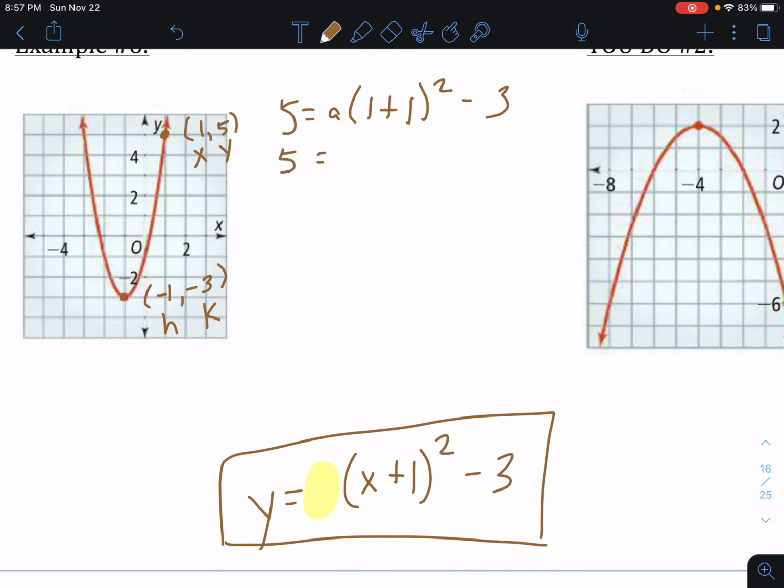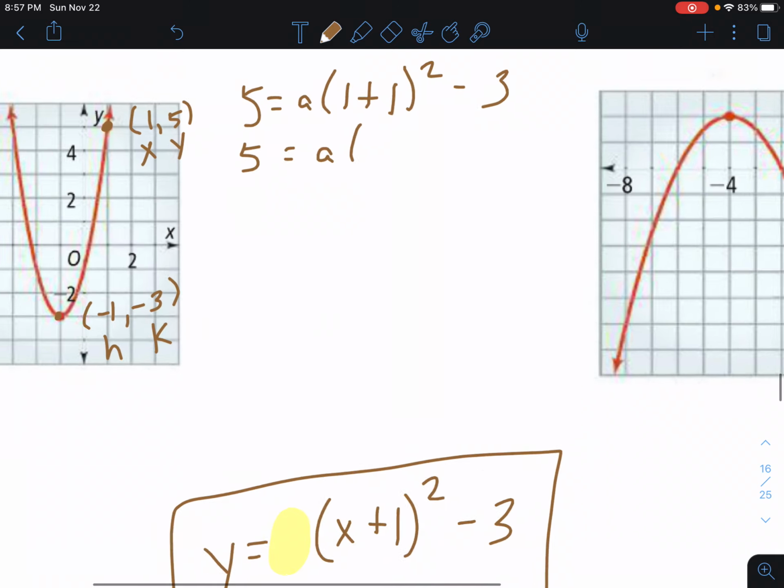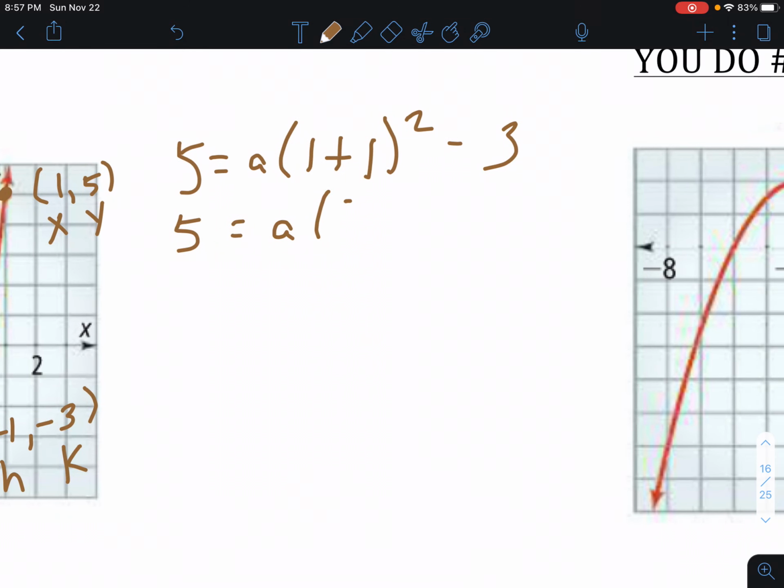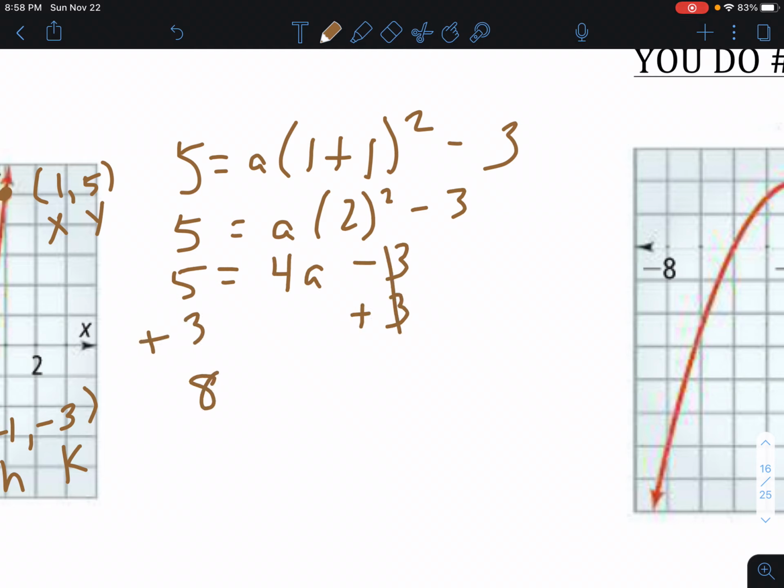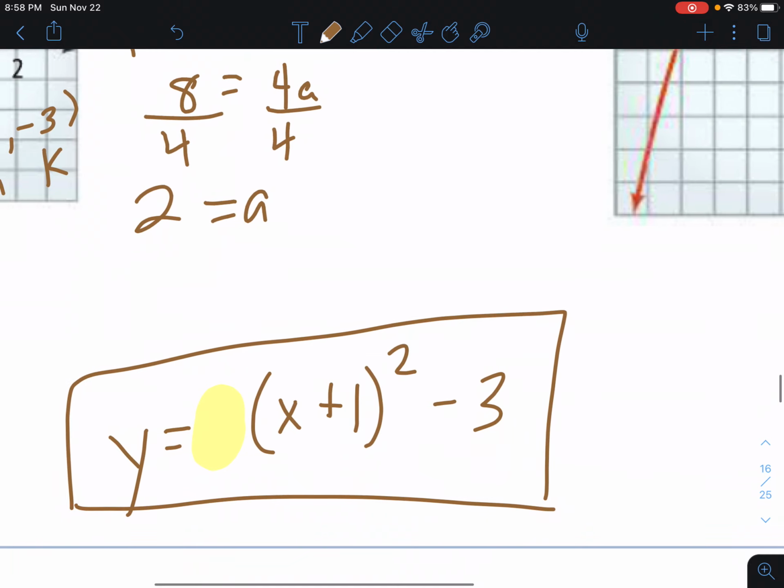And now we're going to solve this for a. So, parentheses, exponent, that would be 2 squared is 4, 4a. Add 3 to both sides. And then divide by 4. So a is 2. And we take that 2 and plug it into our answer, and we're done.